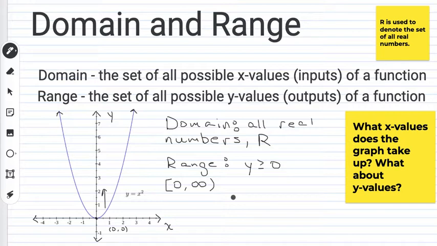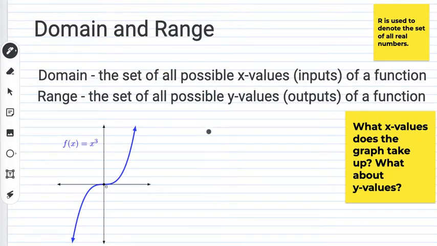So that is domain and range. You're always thinking about what x values the graph takes up and what y values the function takes up. So now let's look at our next example. f of x equals x cubed. And when you graph it, you get this shape. This shape that extends all the way from the bottom, goes to 0, and then goes all the way to the top. So let's think about the domain first. What x values does the function take up?